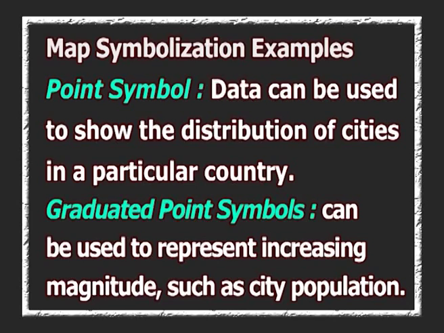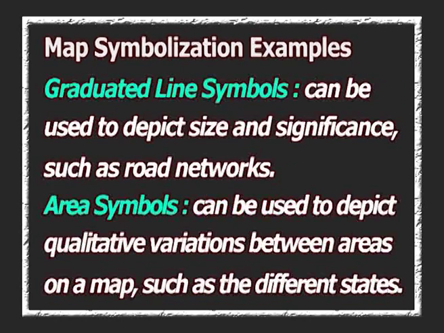Map symbolization examples. Point symbol data can be used to show the distribution of cities in a particular country. Graduated point symbols can be used to represent increasing magnitude such as city population. Graduated line symbols can be used to depict size and significance such as road networks. Area symbols can be used to depict qualitative variations between areas on a map such as the different states.